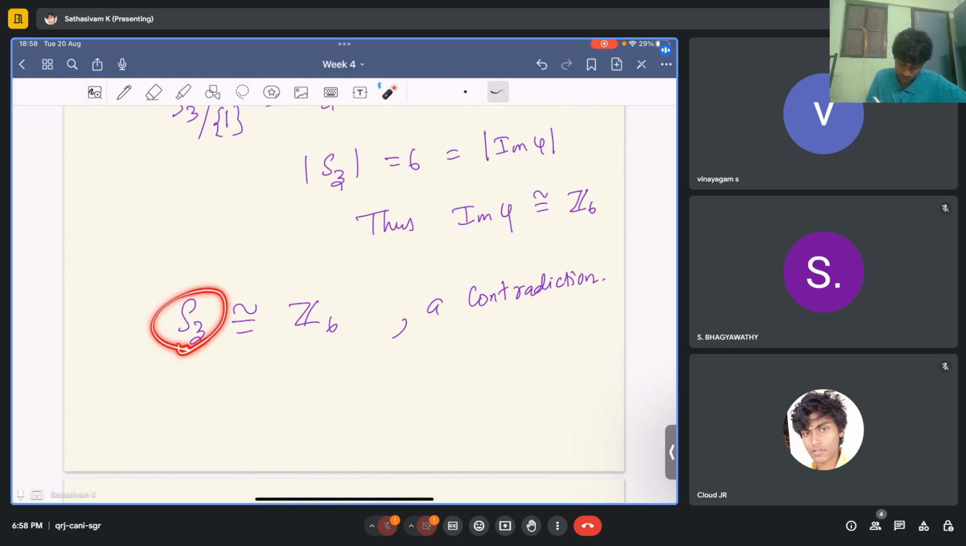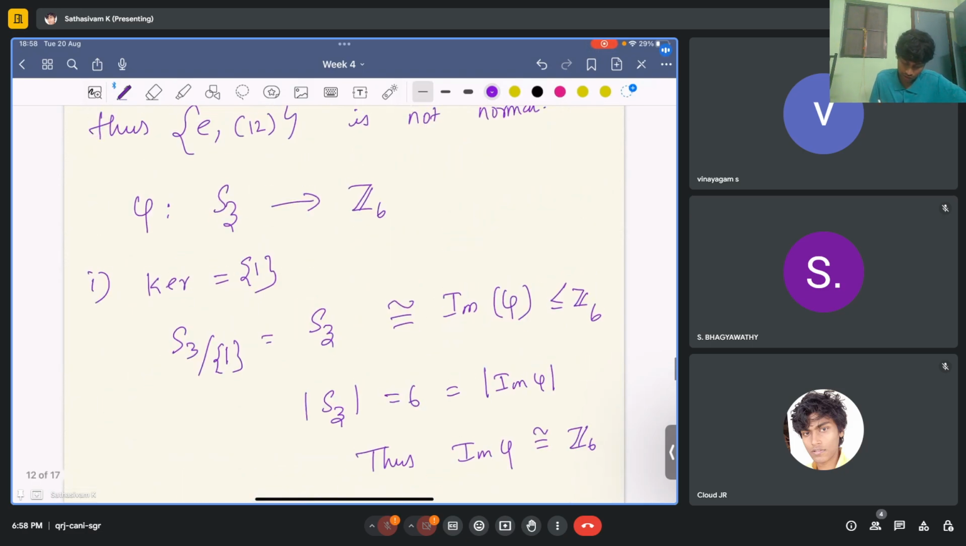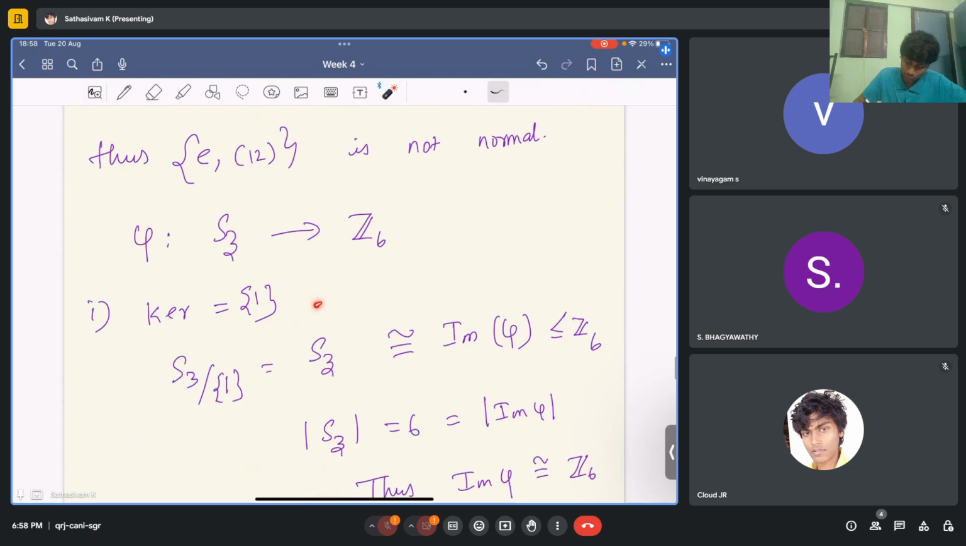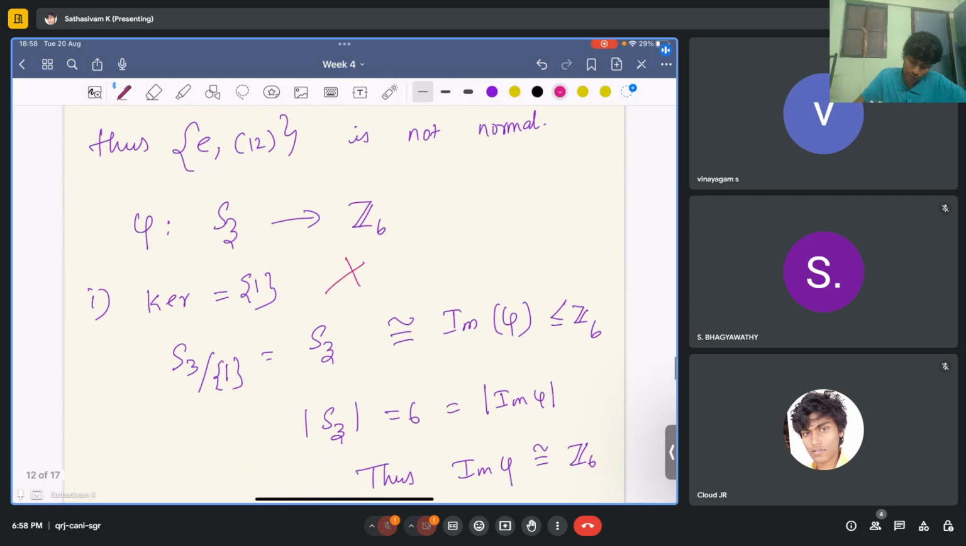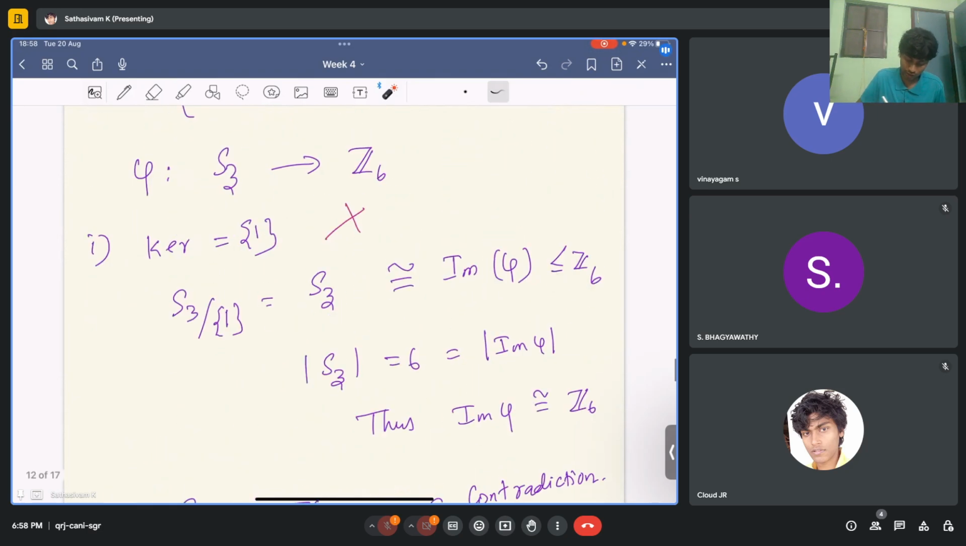So here you observe this is not abelian, and you can see that this is abelian. So that is not possible, and hence the kernel cannot be one. The contradiction occurs because we assumed there is a homomorphism with the kernel being one, and such a homomorphism is not possible. So first, this kernel we avoided.